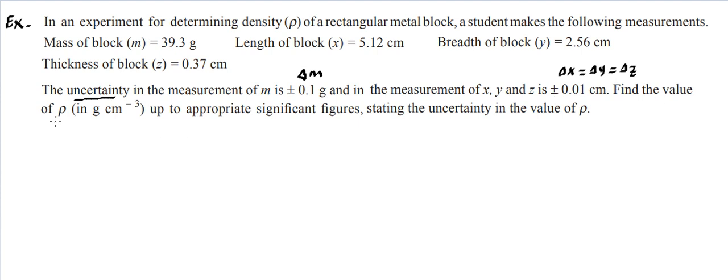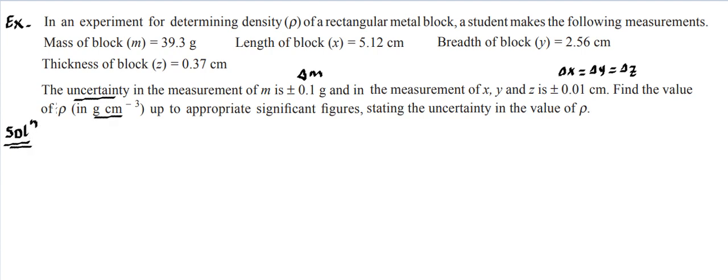Find the value of density in gram per centimeter cube. That means we are not supposed to change the units. Whatever units it carries, the same unit we need to follow, up to an appropriate number of significant figures, stating the uncertainty in the value of rho. That means we need to find the error in rho and we need to find the rho value. So both rho and delta rho we need to find. So this is the question. Once you have understood the question, we can talk about the solution. So the solution of this problem can be as follows.